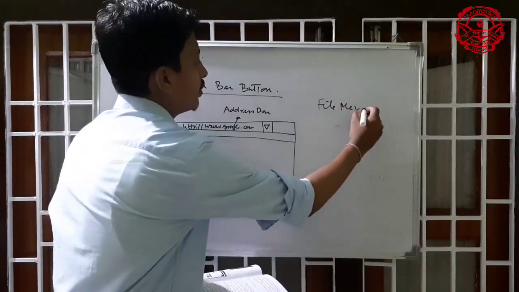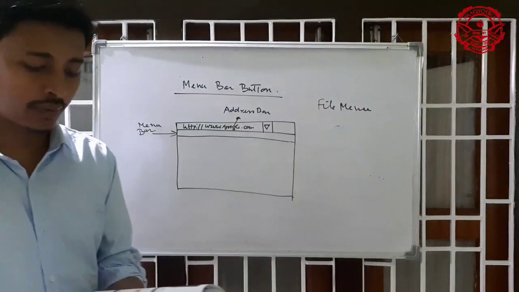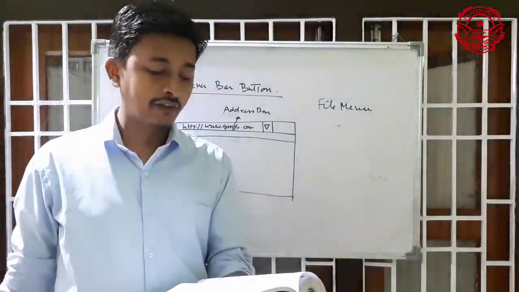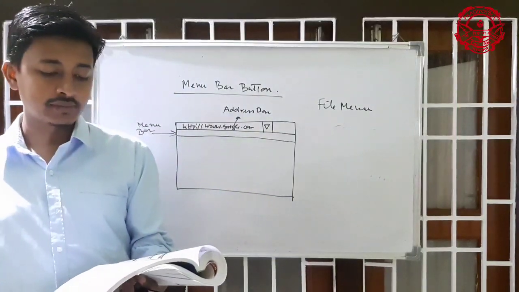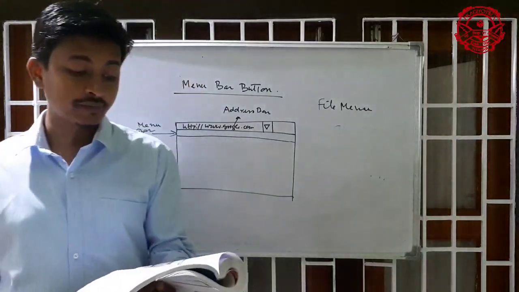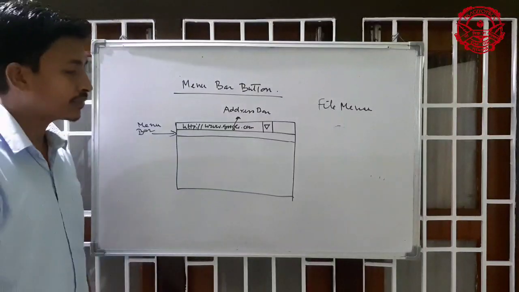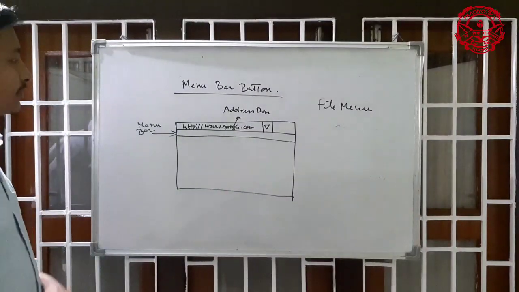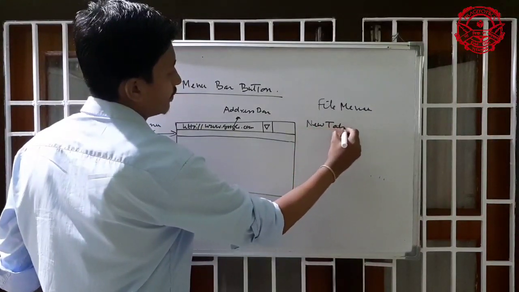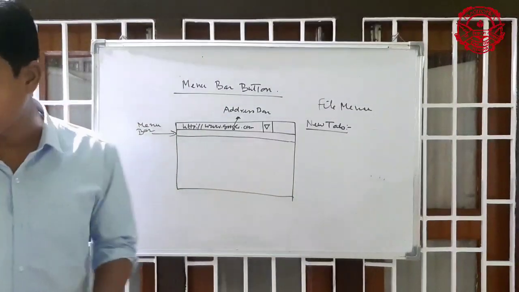In the file menu, the file menu provides options for opening, saving and printing a file. The file menu has various options, but the main options are saving, opening and printing a document. The various options of the file menu are discussed below. First one is this new tab. New tab means what? When you click on new tab, what will it do?